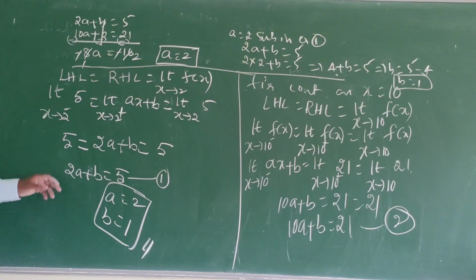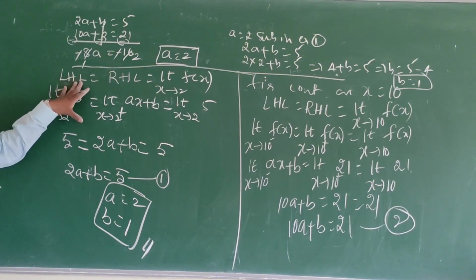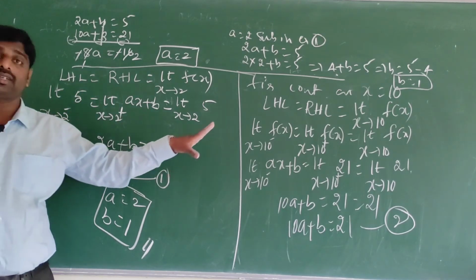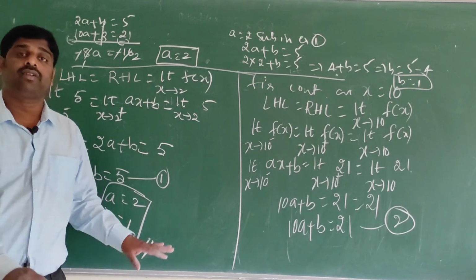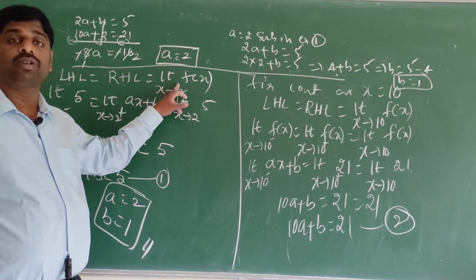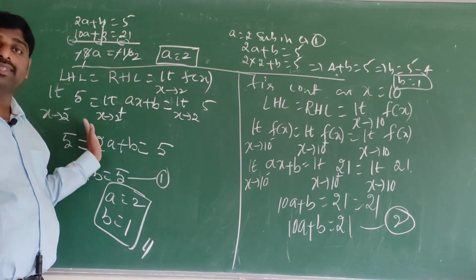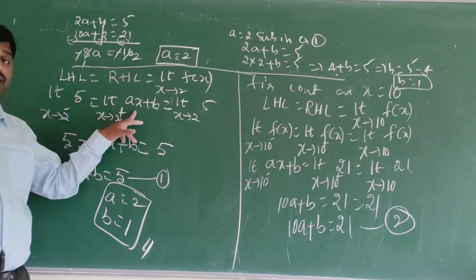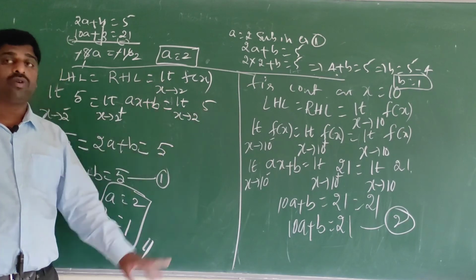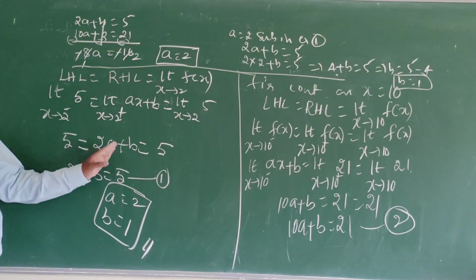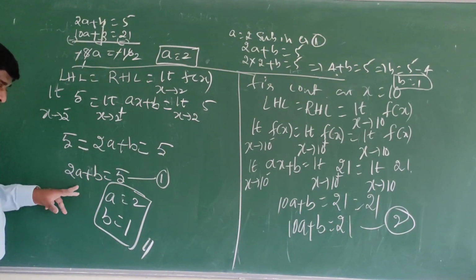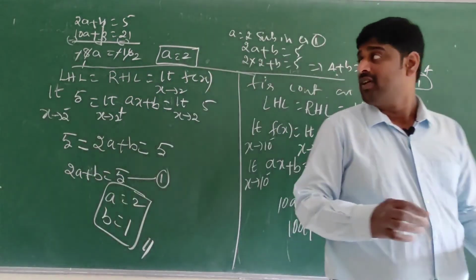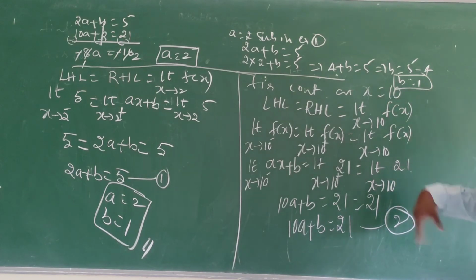Okay, just here don't get confused. Here f is continuous at x is equal to 2, and f is continuous at x is equal to 10. F is continuous at x is equal to 2 means you have to separately write LHL, RHL and the limit. For LHL it is 5, for RHL it is ax plus b, for the limit it is 5. Substitute the limits and simplify. You get 2a plus b is equal to 5. This is put in equation number 1.